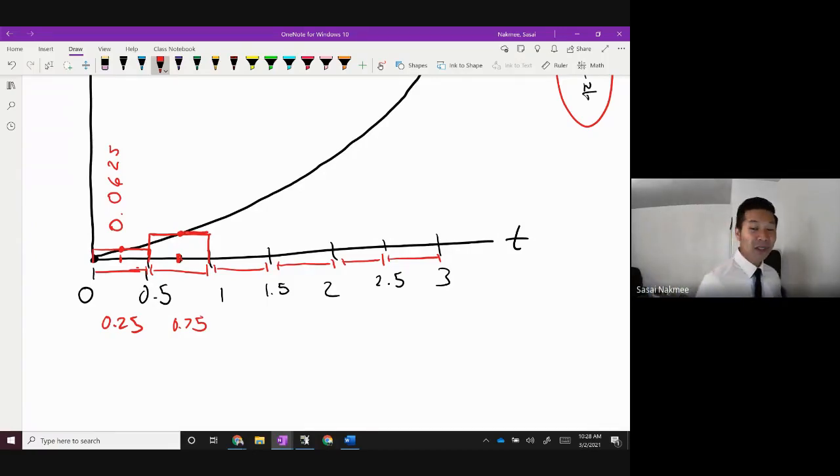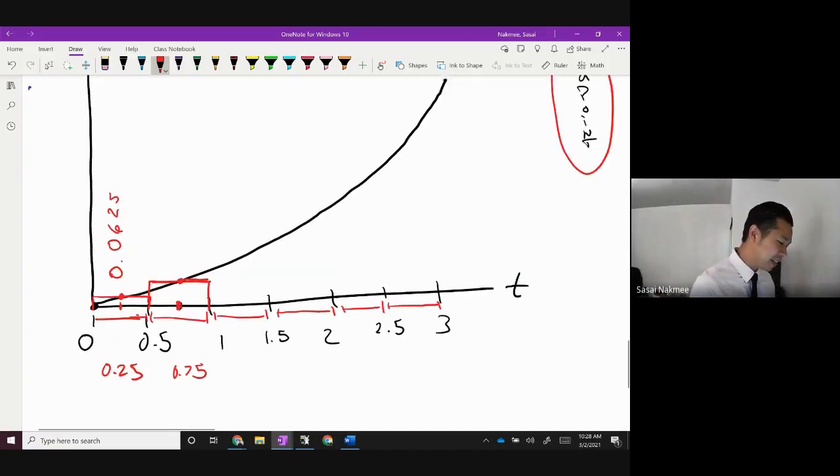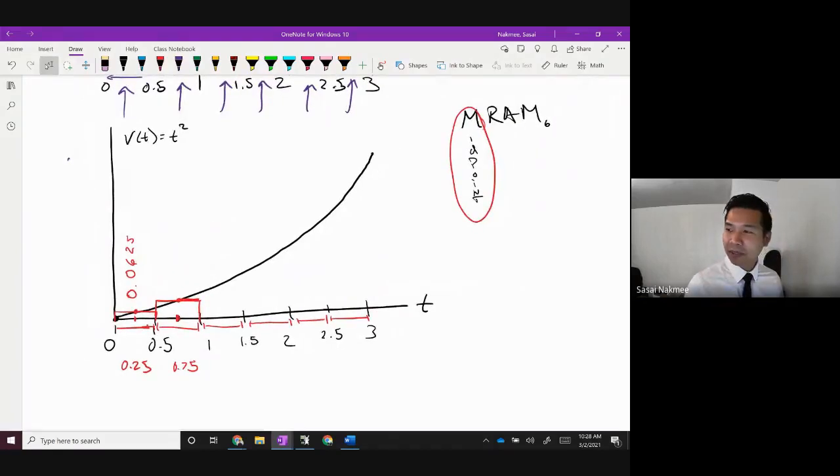It's 0.75 squared. Again, I don't know what 0.75 squared is, so I'm going to cheat and plug it into the calculator. Monica says it's 0.5625. All right, that's what that one is. I'll just keep going. This next one would be 1.25. This one is going to be 1.75, this one 2.25, and this midpoint is going to be 2.75.